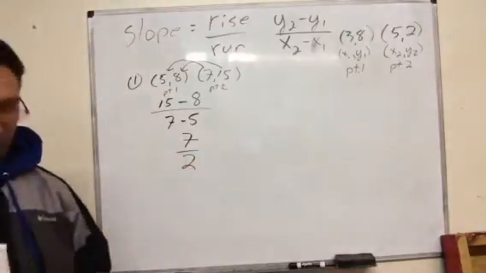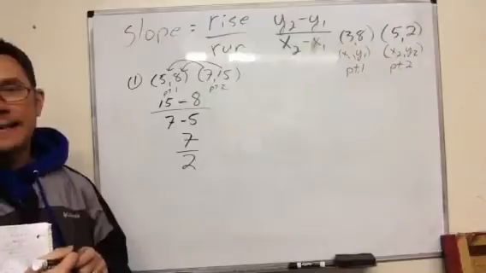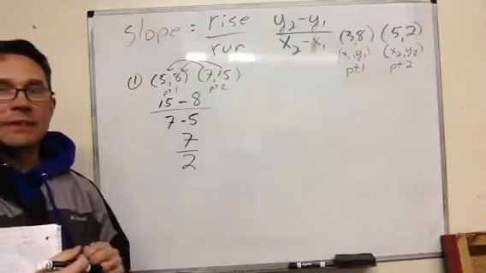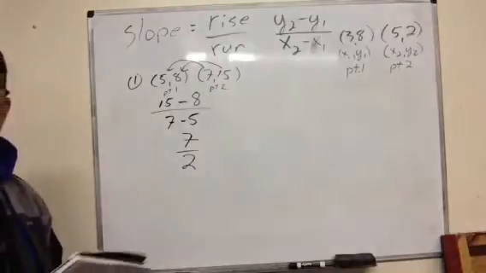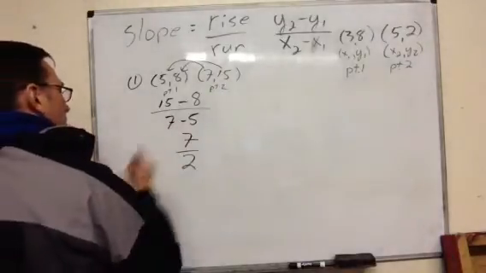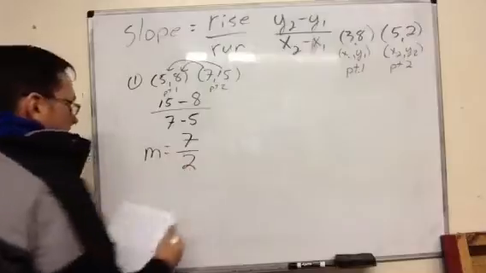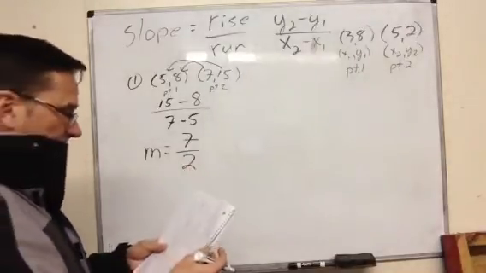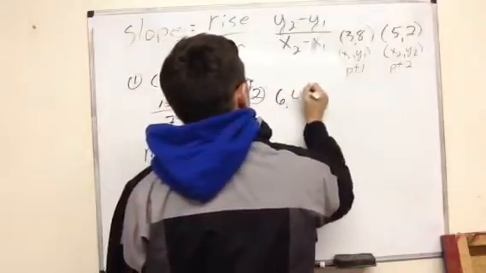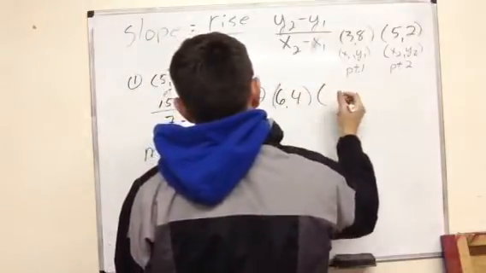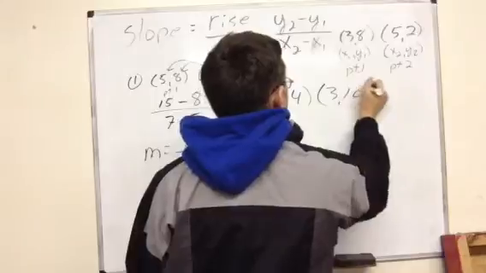So we have this fraction of 7 over 2. Do not divide it out and make it a decimal. It is best to leave it as a fraction. We cannot reduce this. There's not a number that goes in both 7 and 2. So here's our answer, 7 over 2. Number 2. Our point 1 was (6, 4) and point 2 was (3, 10).